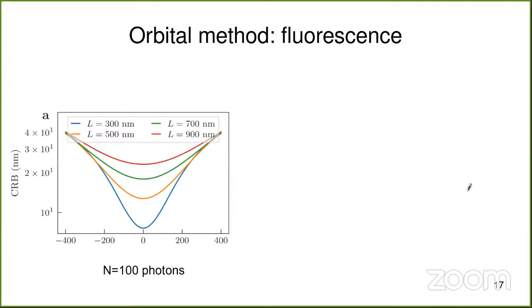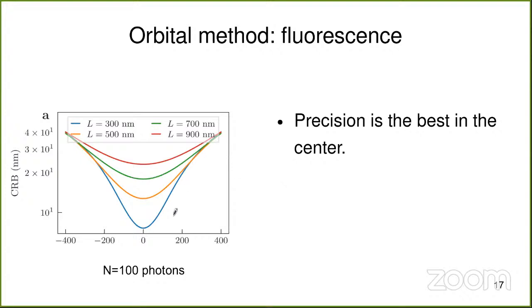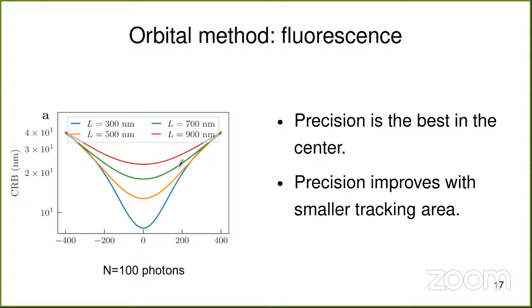Okay, so let's see the results. Starting with fluorescence, here we assumed a measurement of 100 photons and have plotted the Cramér-Rao bound as a function of the particle position for the orbital method. Two things we see: the precision is better in the center, so a lower variance in the center. And the other thing is that as we make the tracking area smaller, you see this decrease in the precision, at least in the center.